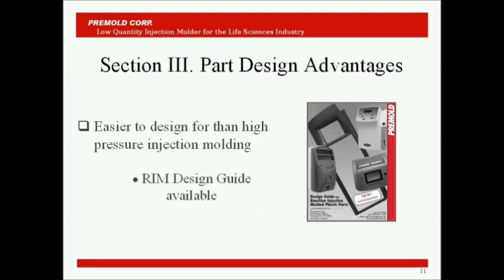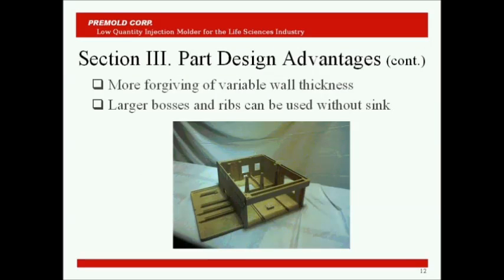The design guide for RIM, pictured here on this slide, is available as a hard copy or electronically and was written specifically for industrial designers and engineers working in the life sciences industry. Reaction injection molding is more forgiving of variable wall thicknesses within the same part. This allows part designers and engineers to easily incorporate assembly features like tongue and groove joints, alignment shifts, and reveal gaps. Designers can also tailor the desired thickness and stiffness of parts in specific areas while minimizing part weight and cost.